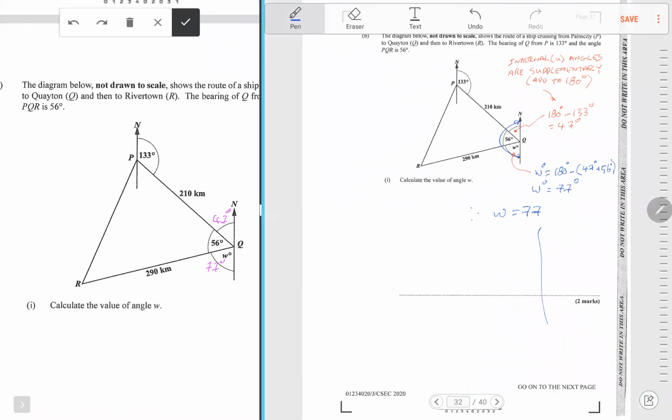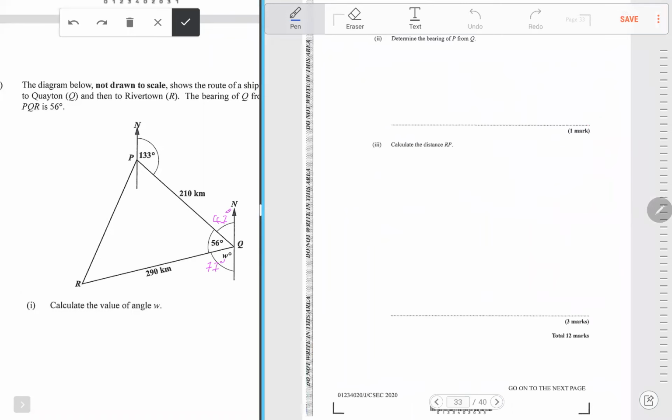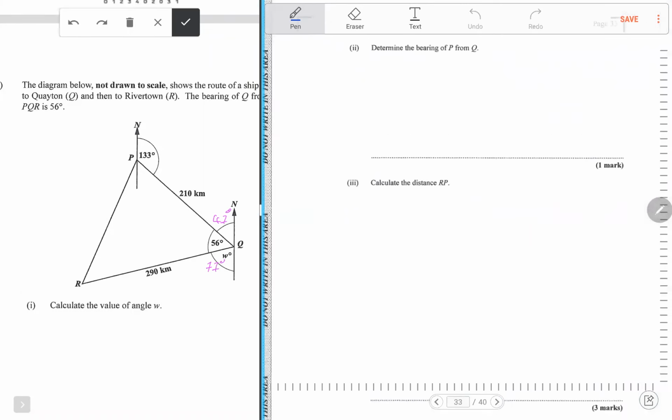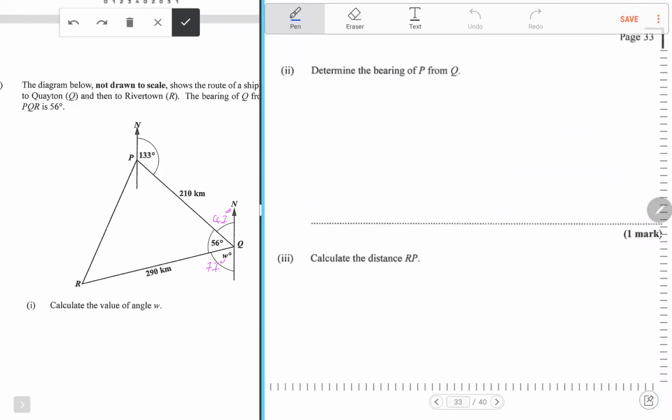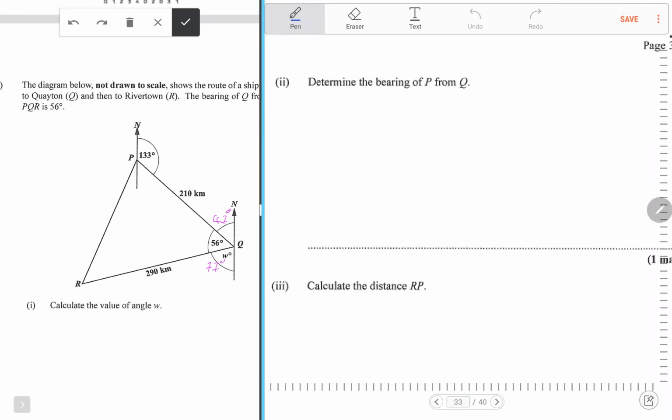Let's move to the next part. The next part now is on the next page. The next part wants us to calculate the bearing of P from Q. Remember, when you're measuring bearing, you have to highlight the from position because the bearing is measured at the from position. You want the bearing of P from Q. So what is the bearing of P from Q? Let's use a different color for it.